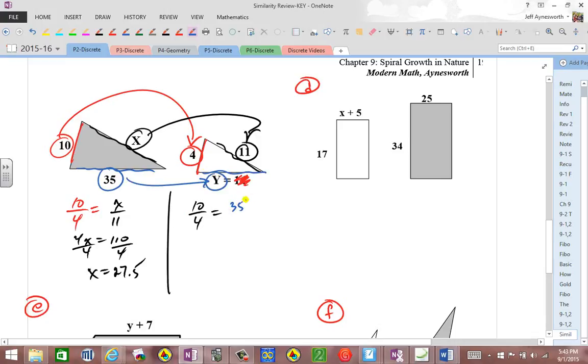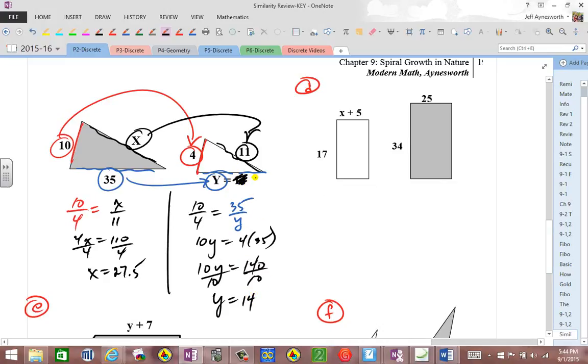So you get 35 to y. In this case, you get 10y equals 4 times 35. It gives you 10y equals 140, divided by 10. You get y equals 14. So 140 divided by 10 is 14. Sorry, guys, but we knew that. Pretend we didn't see that.